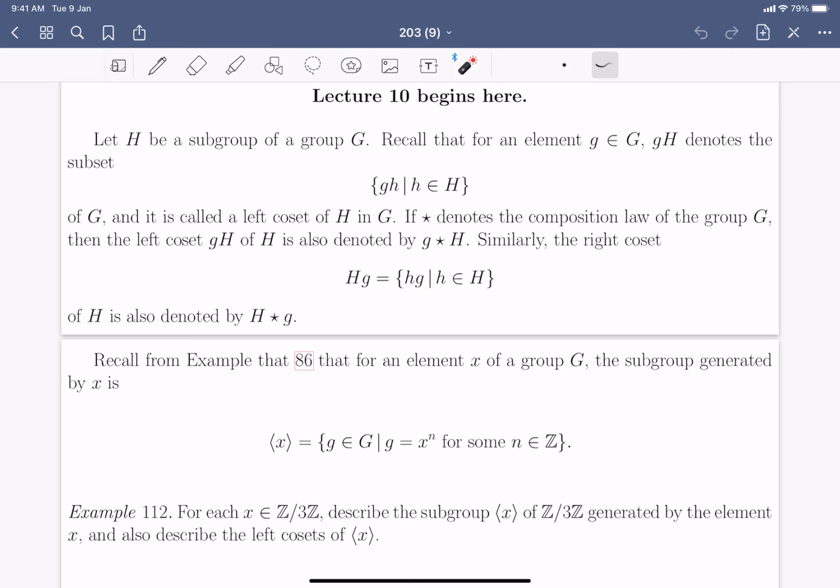You may say, why when you put H on the left should we call it a left coset? No, I mean the convention that we are following is that if you put little g towards the right, then we will call it a right coset.